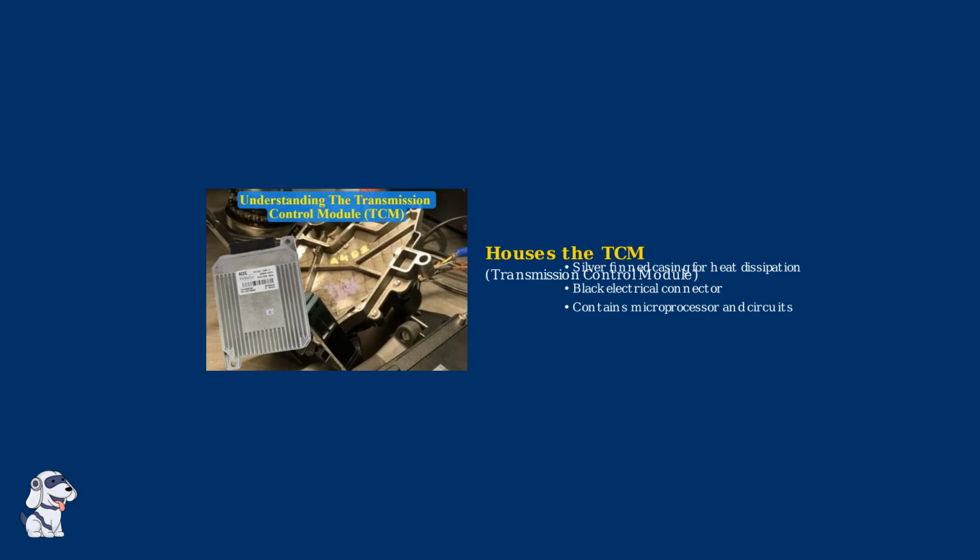Now let's look at what the TEHCM actually contains and how it's structured. The TEHCM houses the Transmission Control Module, or TCM. This physical unit features a silver-finned casing for heat dissipation and a black electrical connector. Inside, it contains sophisticated microprocessors and circuits. The TEHCM controls various solenoids and sensors throughout the transmission.